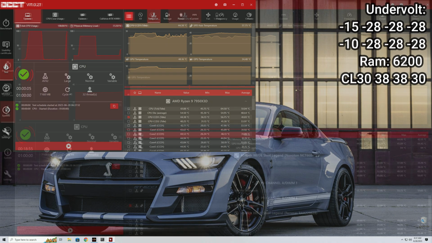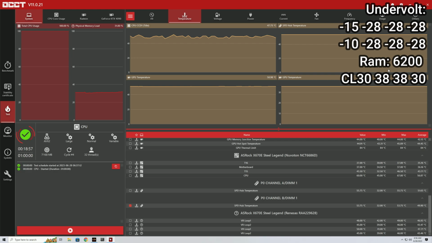But virtually anything else other than that algorithm is perfectly stable on, say, negative 15, negative 28, etc. And yet if it's not stable on SHA-3, well, you're still going to be able to play games just fine, and you're going to be able to do other tasks just fine, just not SHA-3, because it's that specific algorithm that you simply can't have undervolted as much.